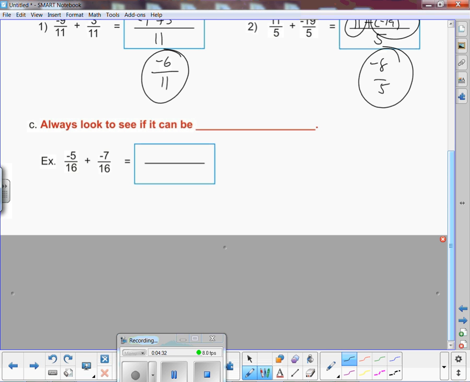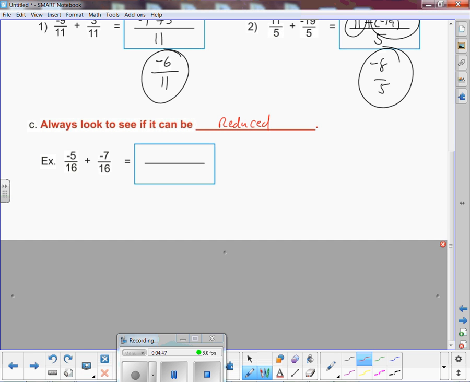Okay, C. Always look to see if it can be reduced. Once you add the numerators and put them over the common denominator, just be careful. Make sure to see if it can be reduced or not. If it can be reduced, then we're going to need to reduce it. All right, so let's do this example. Again, if you want to do it on your own, go ahead and pause the video.